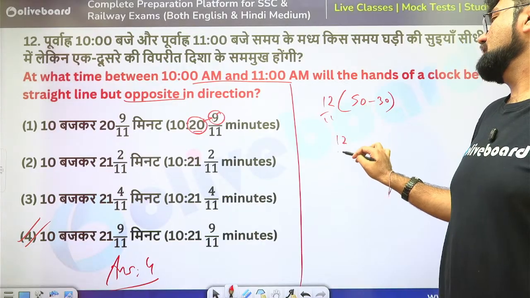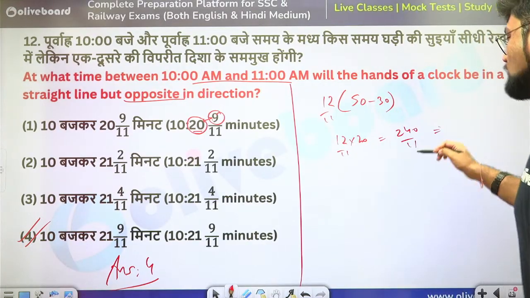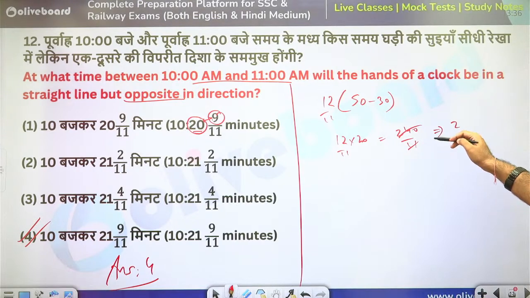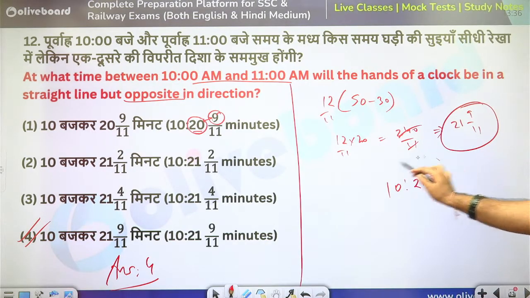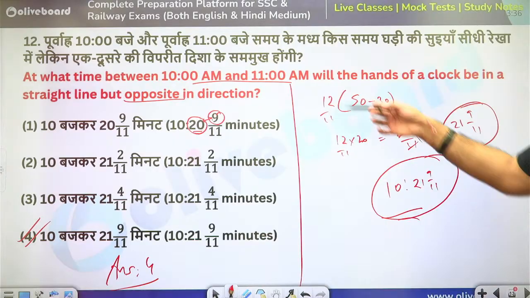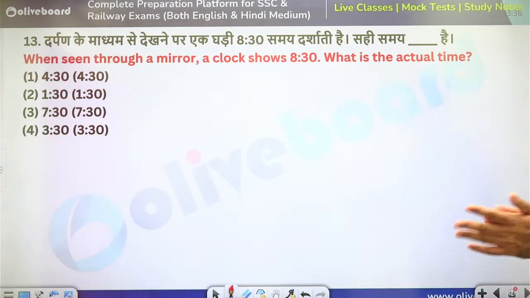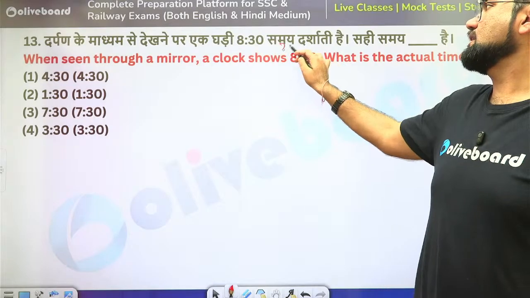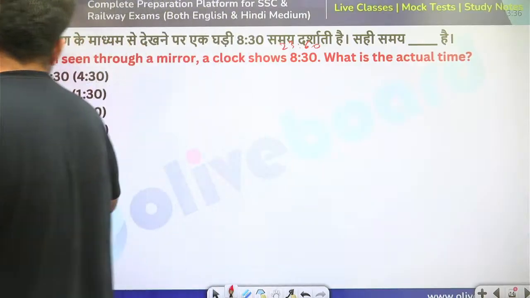So 12 by 11 into 20, which is 240 by 11. And if I solve this, this is 21, 9 by 11. So this is my answer. That is after 10, we have 21 9 by 11. At this time, the hands of a clock will be in the opposite direction. Cool? Next. When seen through a mirror, a clock shows 8:30. What is the actual time? Just subtract from 23:60. Okay, so we have 15:30, 3:30, option 4.